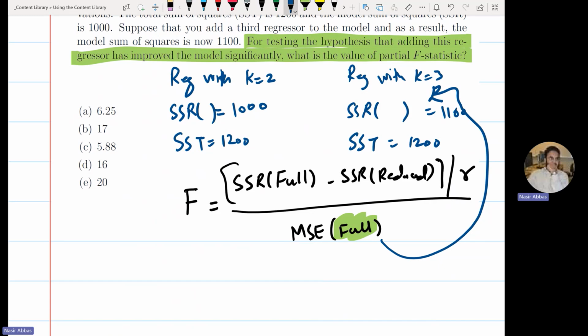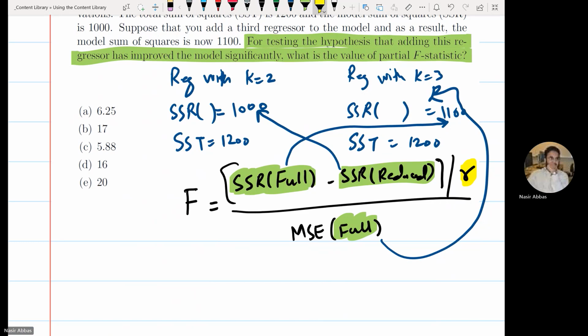Remember that. Now, what is SSR full? It is 1,100. What is the SSR for the reduced model? 1,000. What is r? This is a critical value. What is r? Is it 2 or 3?